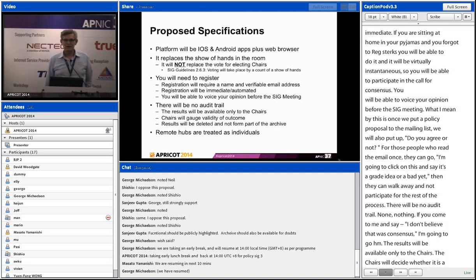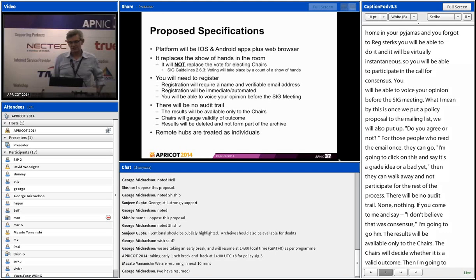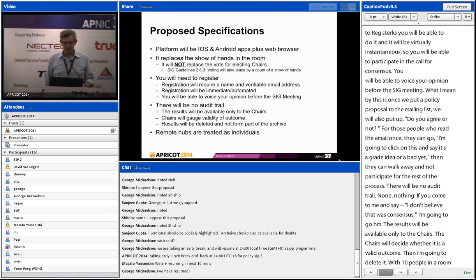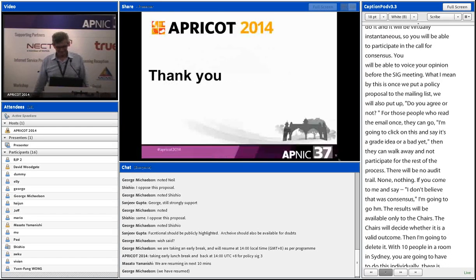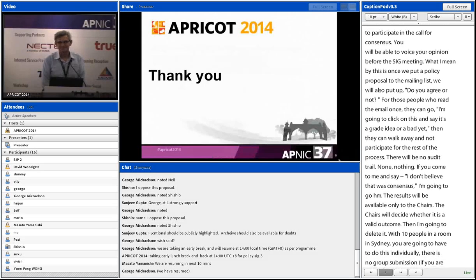If you're with 10 people in a room in Sydney, you're going to have to do this individually. There's no group submissions, regardless of where you are. Thank you.